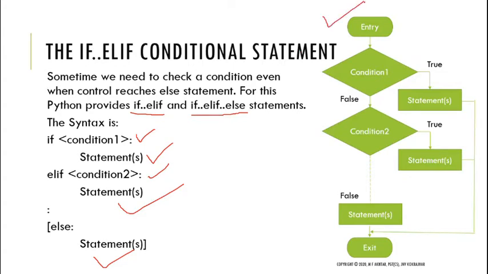Here see the flowchart of the statement. Once it enters the if elif conditional statement, it first checks condition 1. If it is true, it executes the statements and comes out of the if elif statement. Only if condition 1 becomes false, then it will check condition 2 and do the same execution. If it becomes true, it will execute another set of statements and come out of the if elif statement. Only when condition 2 becomes false, it will check conditions 3, 4, 5 like this. And if all the conditions become false, then it will go to the else part. This is the else part, and it executes the else part statements and comes out of the if elif statement.